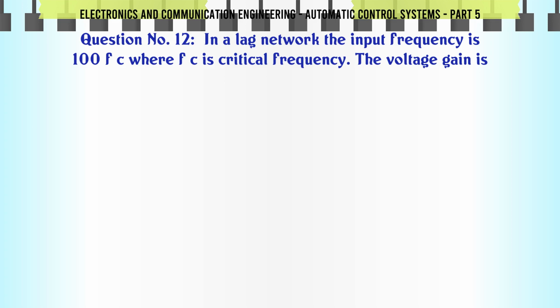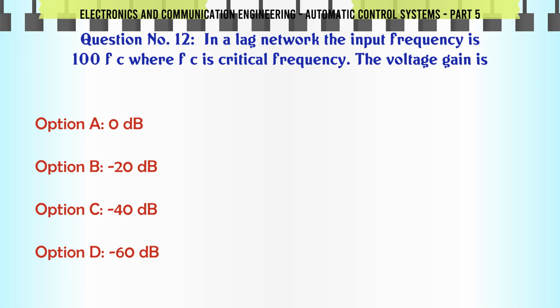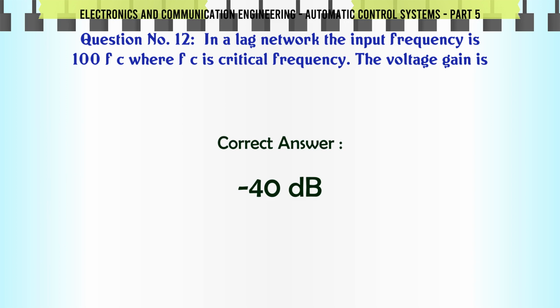In a lag network, the input frequency is 100 Fc, where Fc is critical frequency. The voltage gain is A. 0 dB, B. 20 dB, C. 40 dB, D. 60 dB. The correct answer is 40 dB.